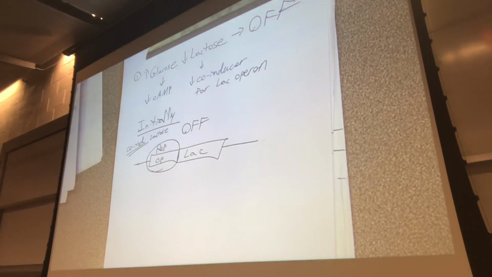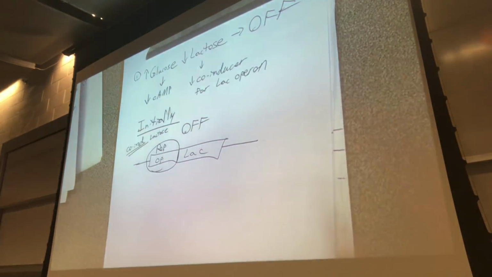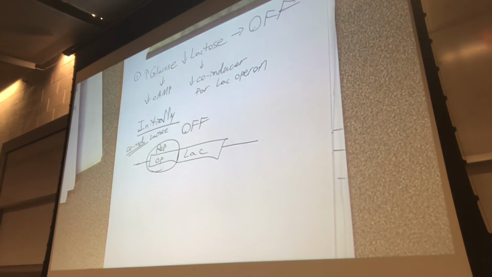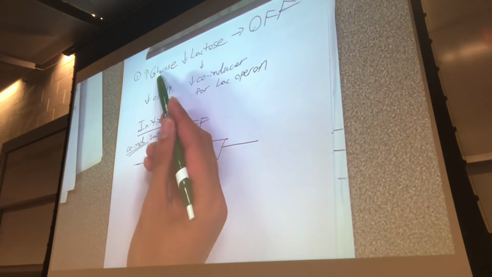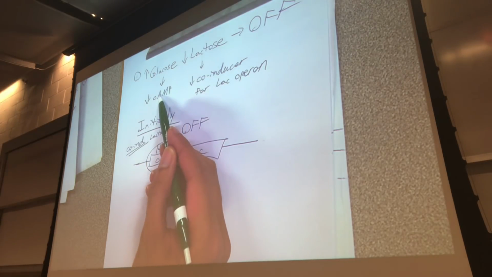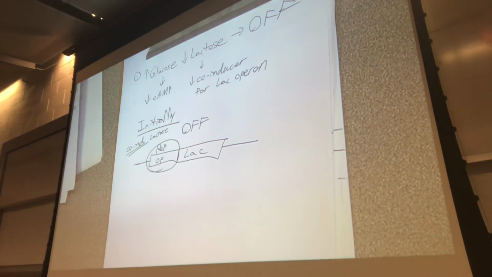You can't transcribe anything. Okay? You cannot transcribe the Lac Operon simply because there is no lactose in the first place. It's really off. You can't be double off, but if you really want to look at it, if there's also lots of glucose, there isn't a lot of cyclic AMP. If there's not a lot of cyclic AMP, CAP cannot be activated either.